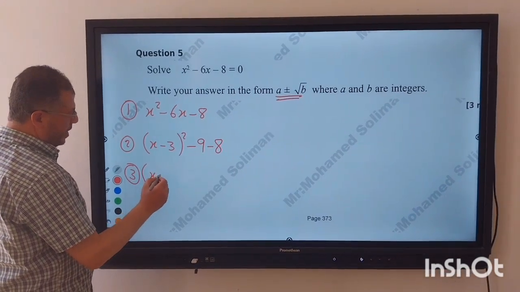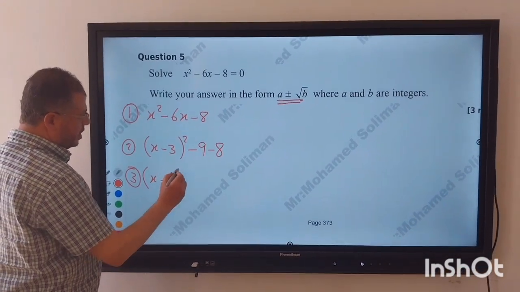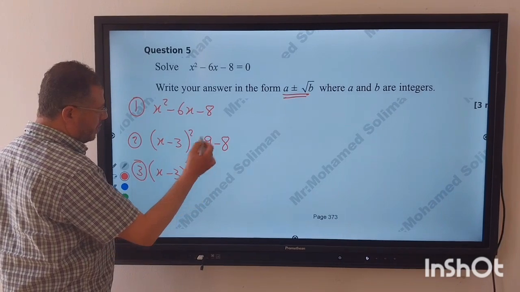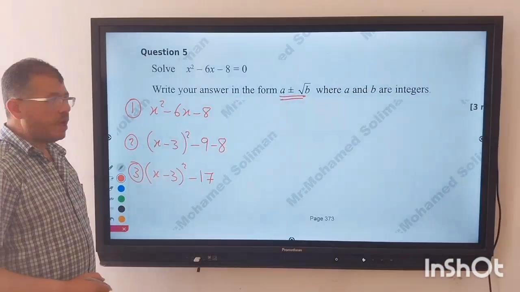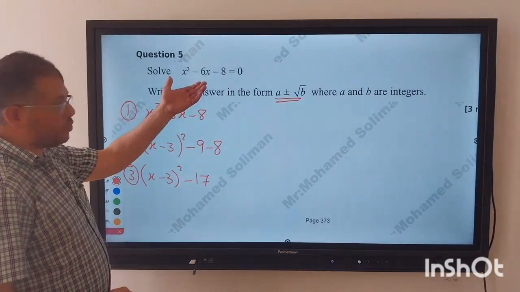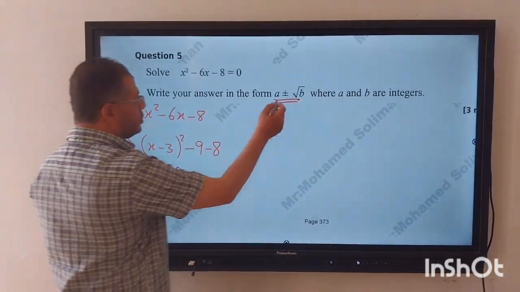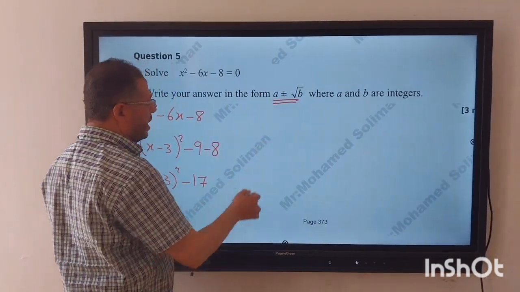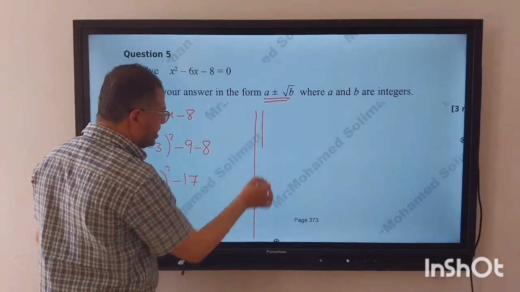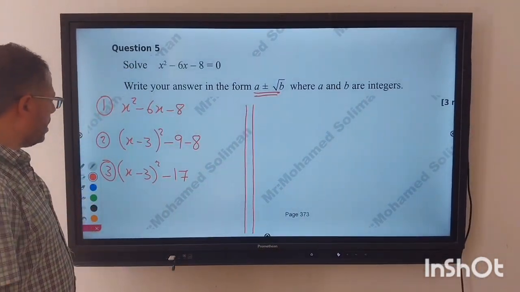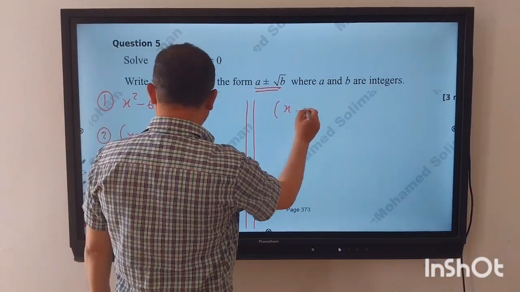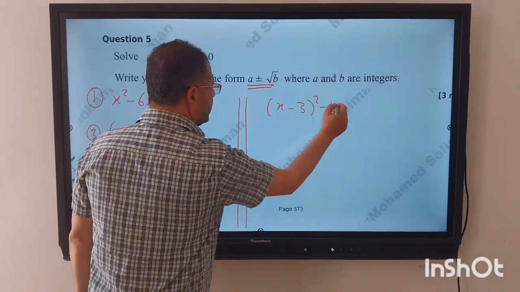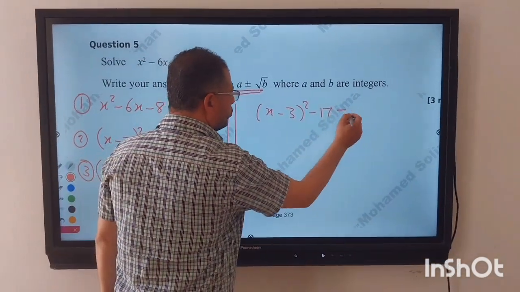Simplifying means combine like terms, so it will be x minus 3 power of 2 minus 9 minus 8, it will be minus 17. Now, I want to solve this quadratic equation and put my answer in this form. How can I do it? Let's see. Here x minus 3 power of 2 minus 17 equals 0.